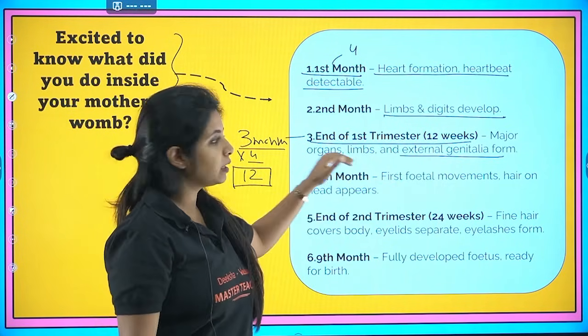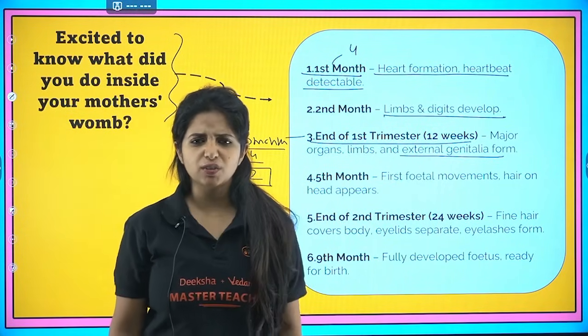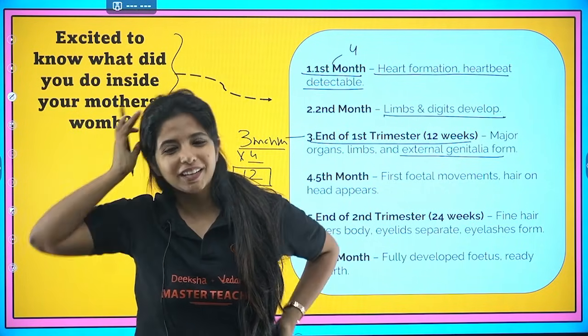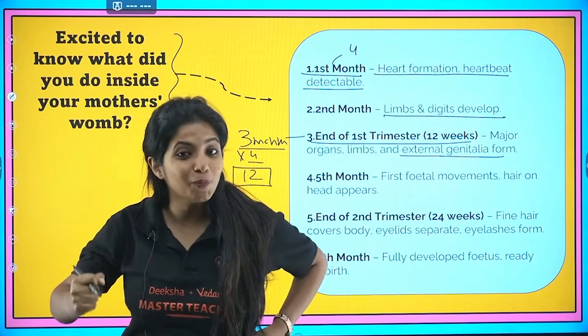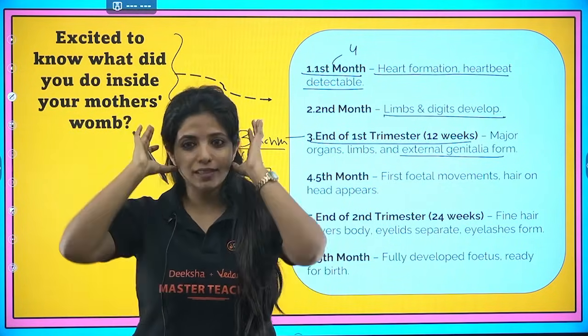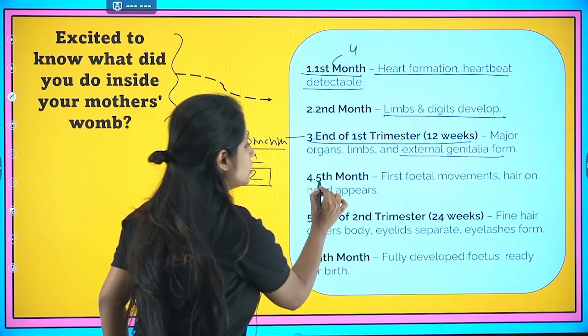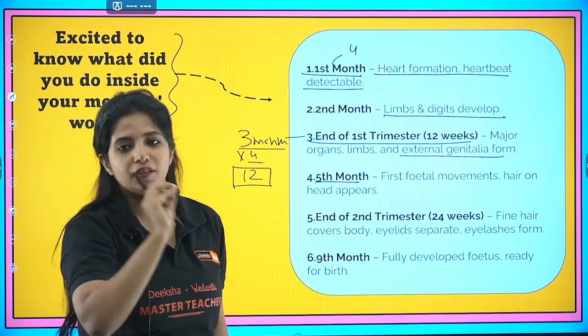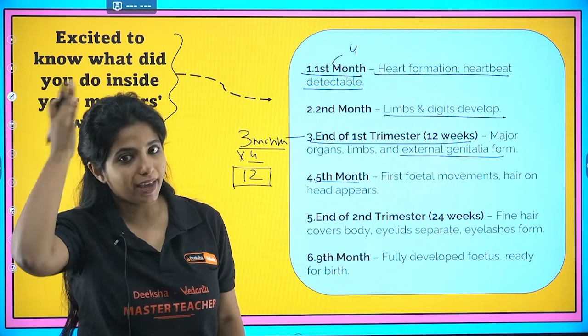Okay, now the 4th month there is a skip. In the 5th month the baby says that I want to have some hair on my head, I want to move around, I cannot be like this. So in the 5th month, first fetal movements and also hair on the head.